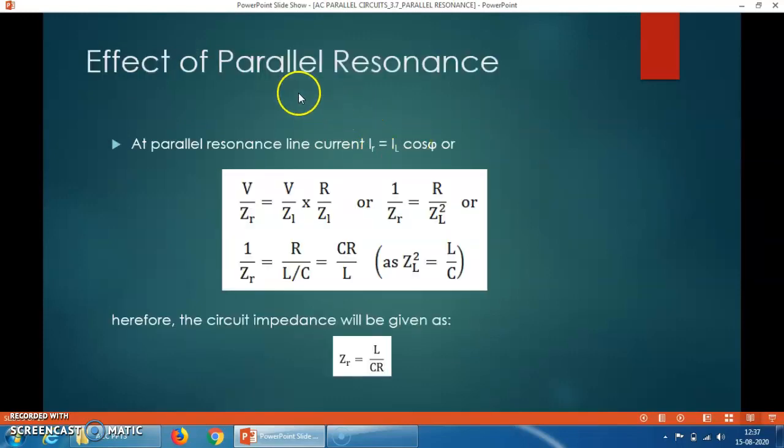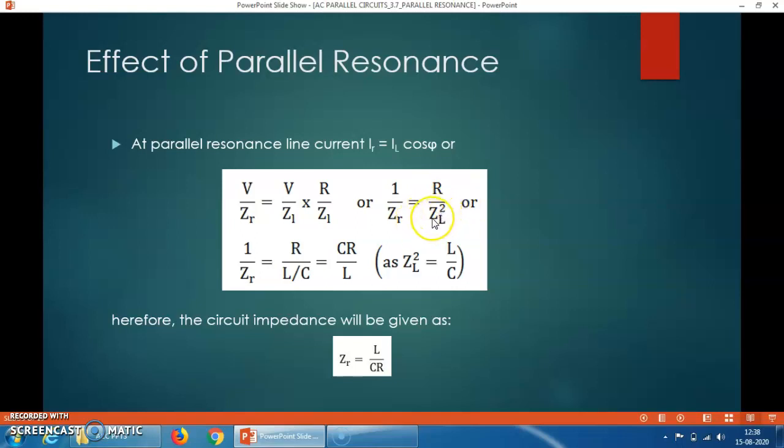Now what is the effect of parallel resonance? At the time of parallel resonance, your circuit current IR becomes equal to IL cos phi, meaning the active component of IL. Now what is IR? IR is equal to V upon ZR, and IL is the current flowing through the first inductive branch, V upon ZL, into cos phi, which is R by ZL. So ZL and ZL cancel out, so 1 upon ZR is equal to R upon ZL square.